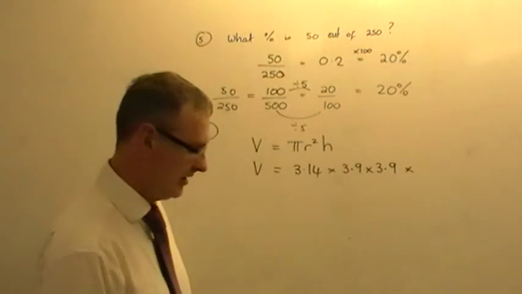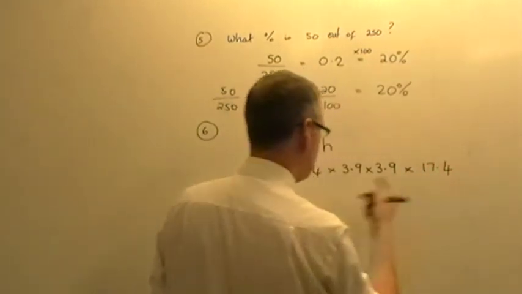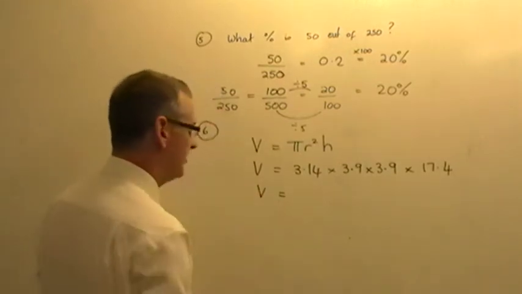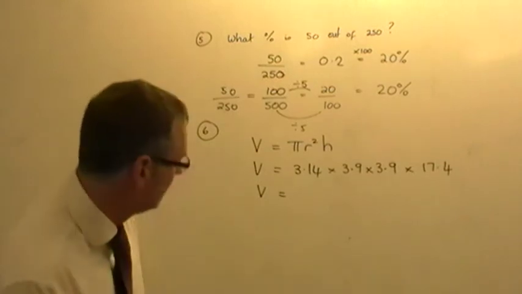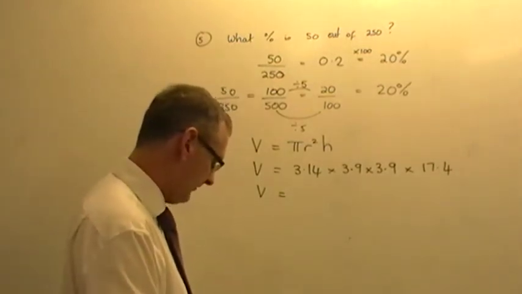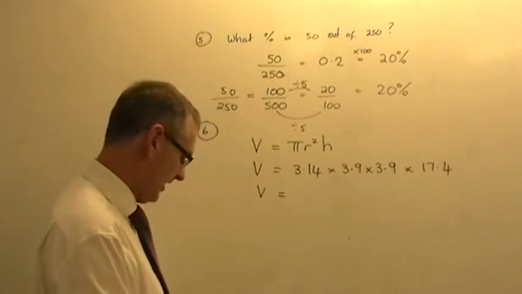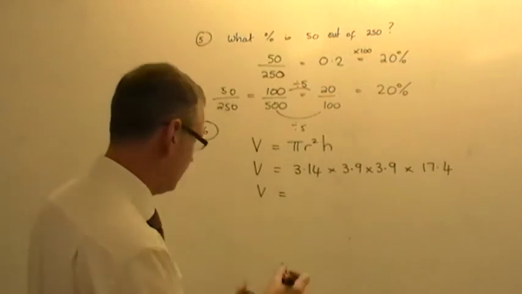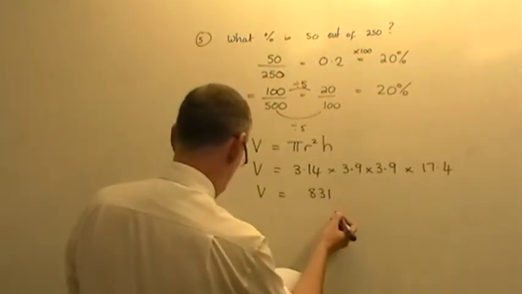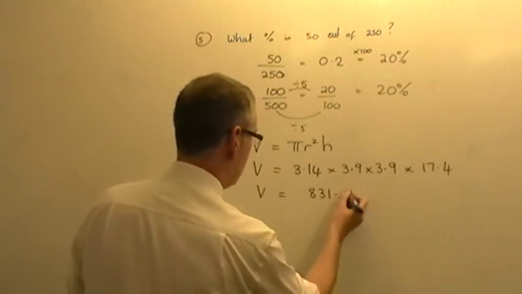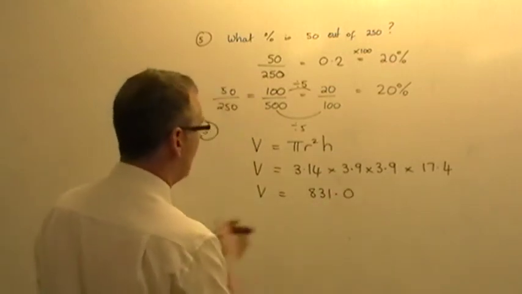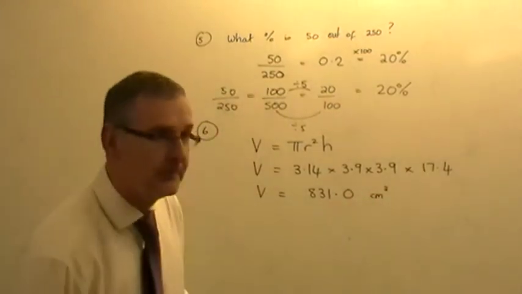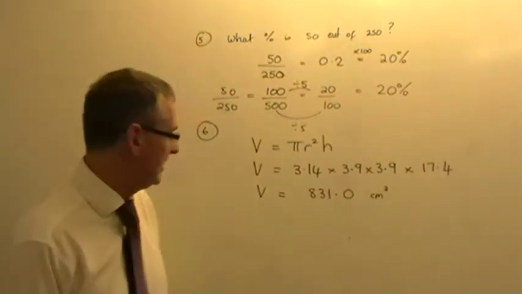Times by the height of the cylinder, which is 17.4. So that is the calculation that will give you the volume of this cylinder. So V equals, reach for a calculator, and we will have 3.14 times 3.9 times 3.9 times 17.4. And the answer to that is 831.0 if you want to write the first decimal place down. And we're in centimetre cubes because it's a volume of a solid object. And that is the volume of that cylinder.